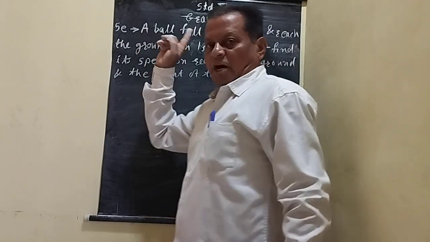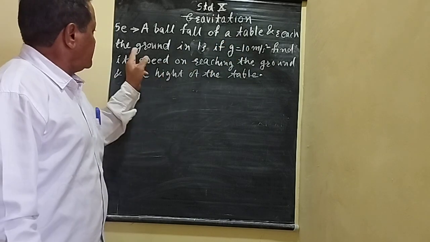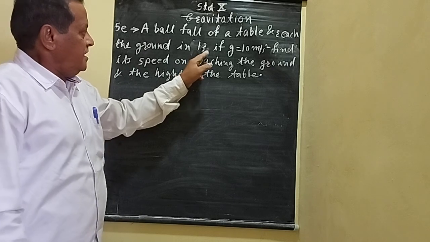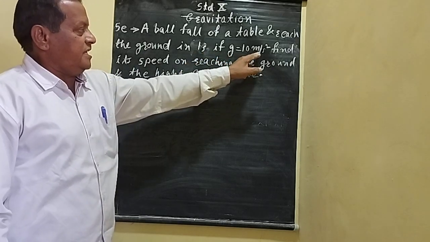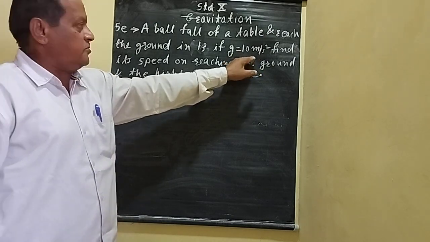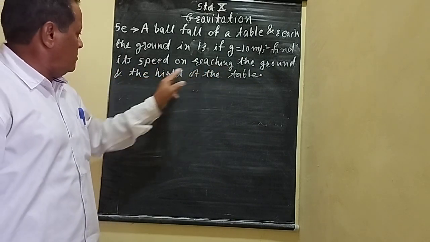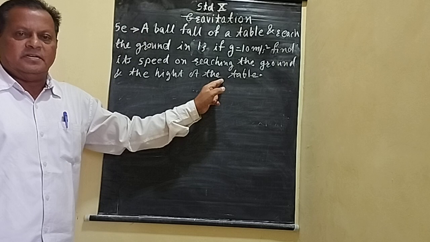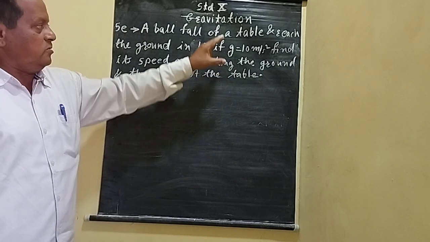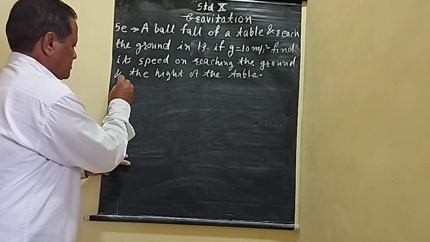The question is: a ball falls off a table and reaches the ground in 1 second. Assume g equal to 10 meter per second square. Find its speed on reaching the ground and the height of the table. So first, in this example, we are going to observe what is given and what we are going to find.